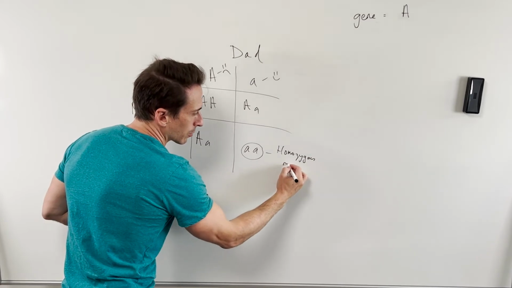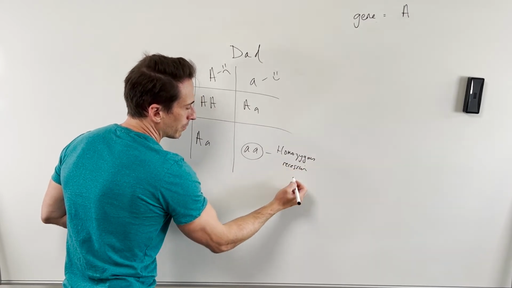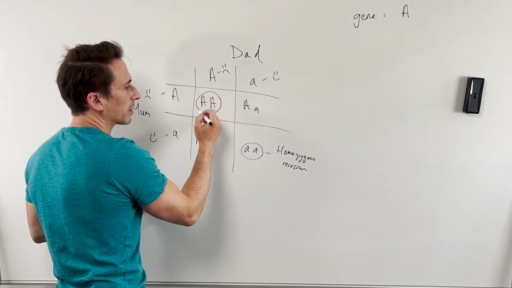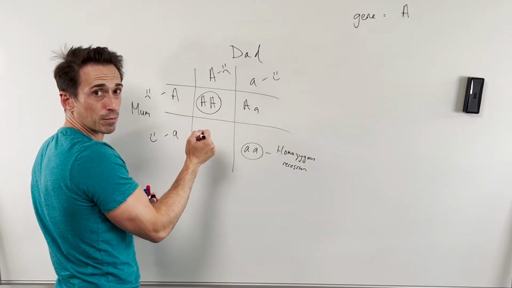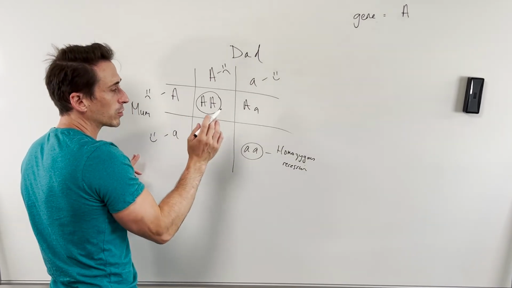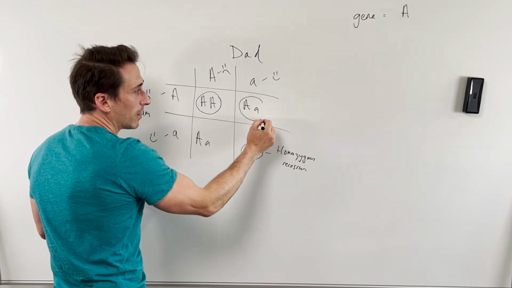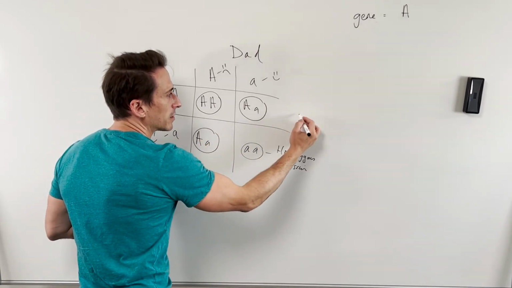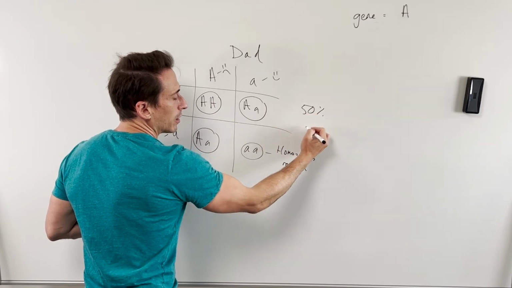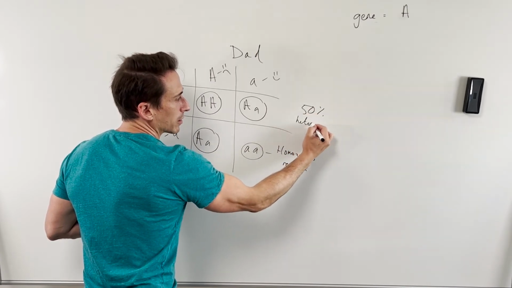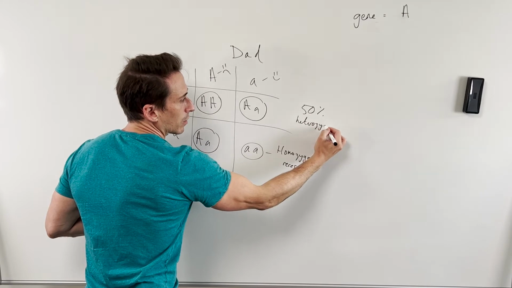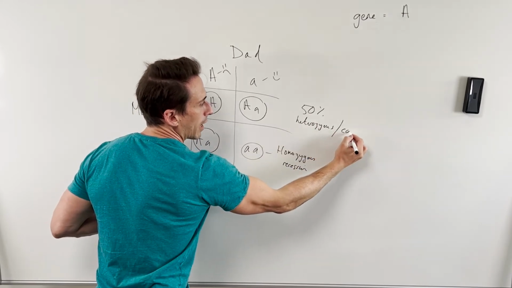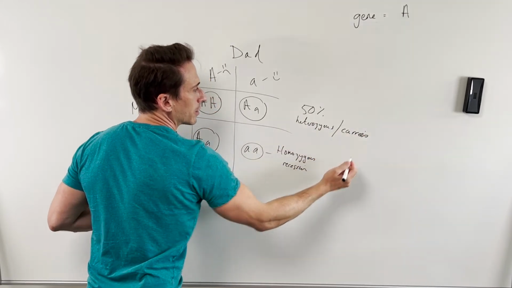homozygous recessive. 25% are going to be homozygous dominant. But what we asked was about the carriers. So here, 25 plus 25 is 50%. 50% of the offspring are going to be heterozygous, aka carriers for the disease.